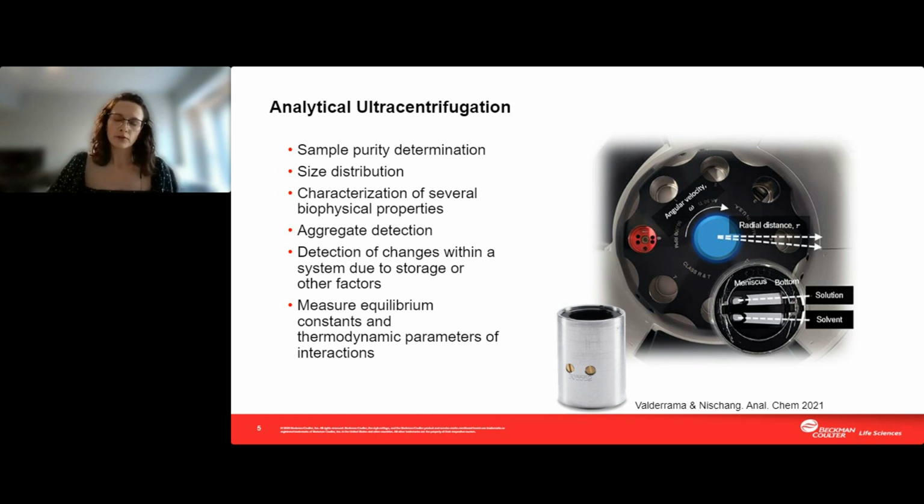When the centrifugal forces are working on the sample, the analytes inside of it are going to start to sediment towards the bottom of the AUC cell. The sedimentation of the samples depends on its molecular weight, its density, as well as its overall shape. The more elongated it is, the more friction there will be on the sample. So that gives you an overview of how AUC works.